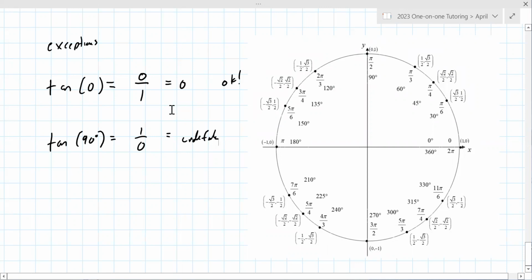And then, if you didn't know the tangent of 90 degrees off the top of your head, you could figure it out with sine over cosine, or y/x. What I don't want you to do, and this is best for your learning, is try to learn whether it's y/x or x/y or something else. Try to eventually get to that, but memorize the cosine and sine first.